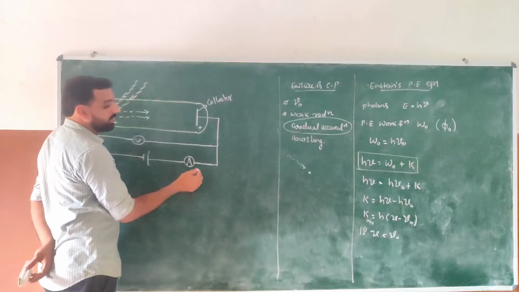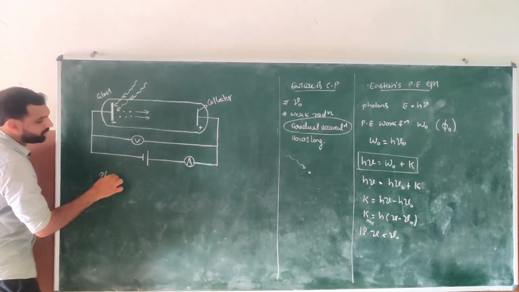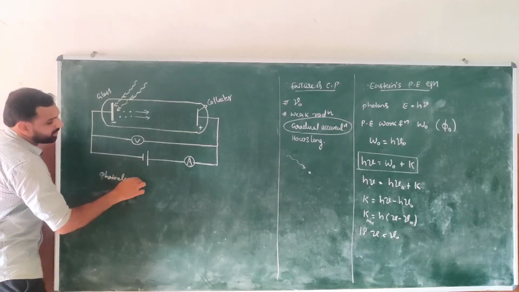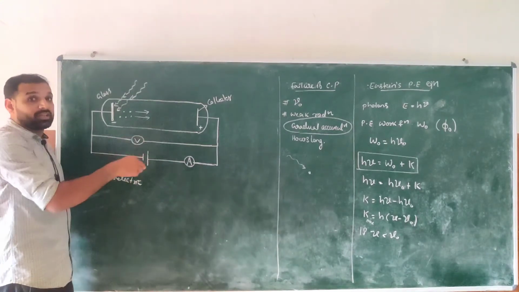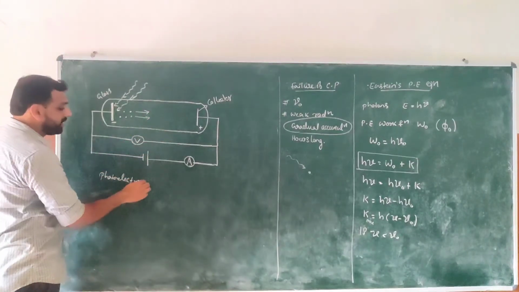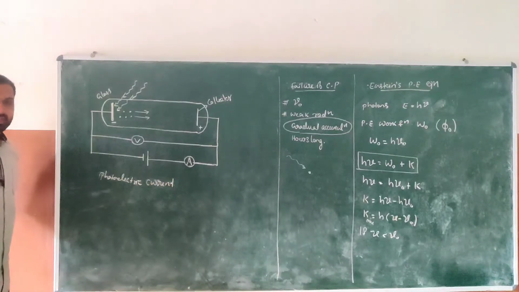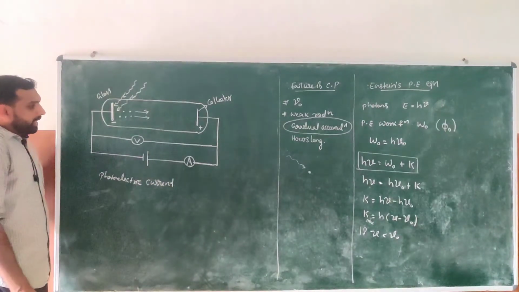This current is called photoelectric current, the current produced due to the ejection of photoelectrons. The ejected electrons are called photoelectrons, and the current due to those electrons is called photoelectric current.